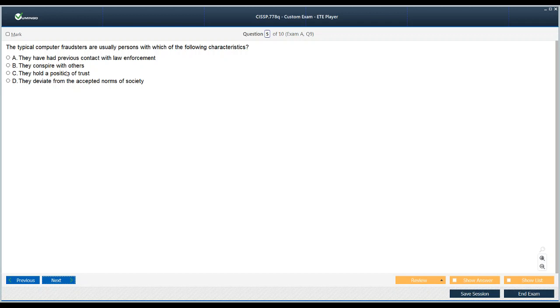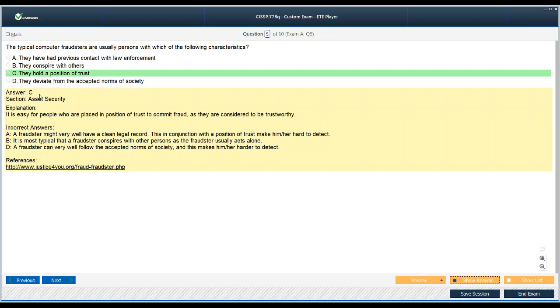C, they hold a position of trust. A position of trust would have all the authority, the permissions to do things that are right. But at the same time, they also have the capability to do the bad things. So this is a right candidate answer. D, they deviate from the accepted norms of society? No. They would want to be as normal as anybody can be. So I think the best answer is C. Let's see. That is C.